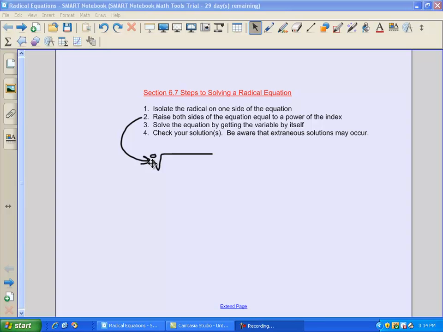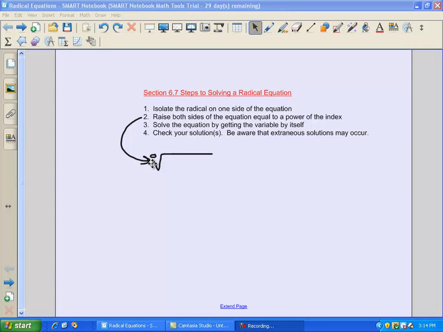Step 3 is solve the equation by getting the variable by itself, and here the idea is when we start to work with the equation, we have to decide what degree we're working with. If we have a linear equation or an x to the first power, it's kind of standard operating procedure. We want to get the variables by themselves on one side and get the numbers on the other side. If it ends up being an x squared or higher, the idea is to set the equation equal to 0 and try to factor. On step 4, check your solutions.